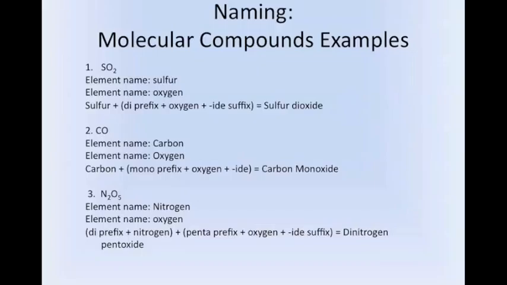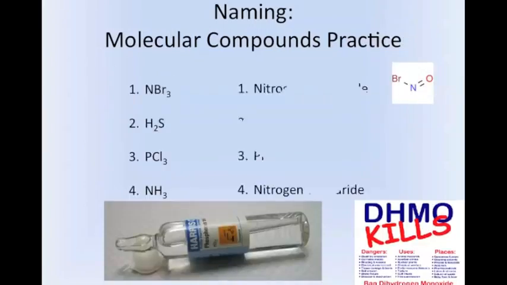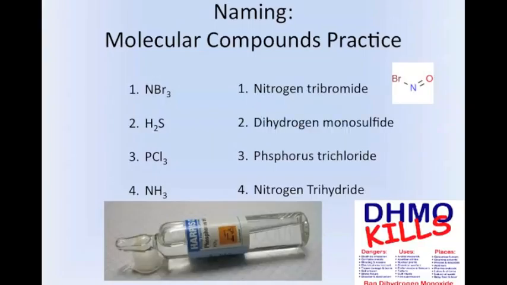And now we have N2O5. We identify that it has nitrogen and oxygen, and nitrogen takes the prefix di because of the 2 subscript on it, and oxygen takes the prefix penta because of the 5 subscript on it, in addition to the IDE suffix. So we get the name dinitrogen pentaoxide. Here you should also pause the video and see if you can name the following molecular compounds.